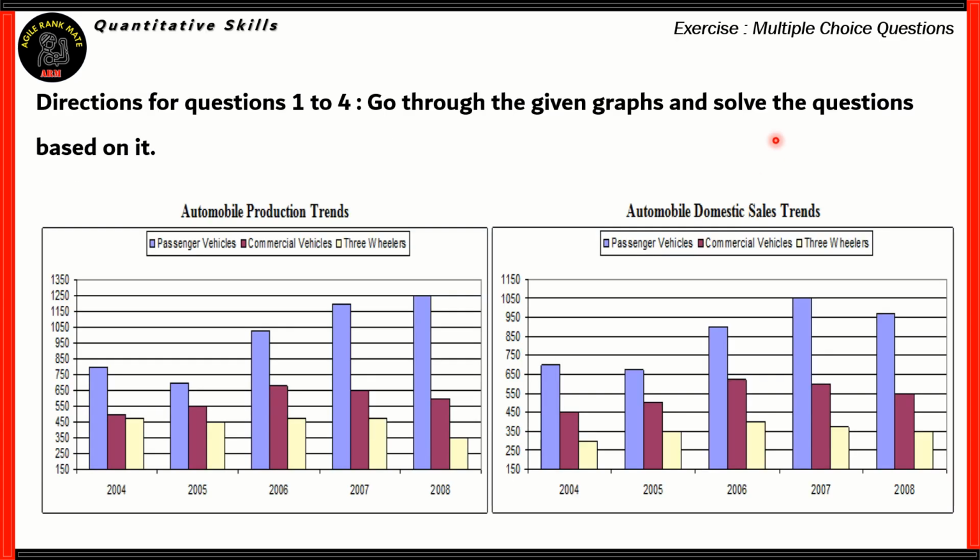Now, we've looked at the 4 questions that we need to answer, so now let's look at the directions one more time. We need to go through the given graphs and solve the questions based on it. Now, we can't solve the questions by just looking at the graph. We need to tabulate these results in order to get the numbers that we want. So we have production trends for 2004 to 2008 and domestic sales trends from 2004 to 2008. So let's start off with production trends.